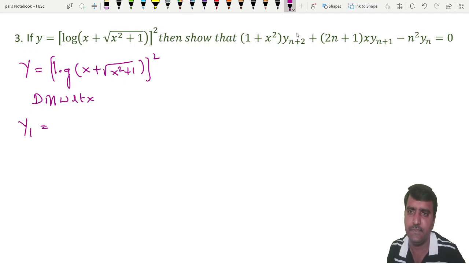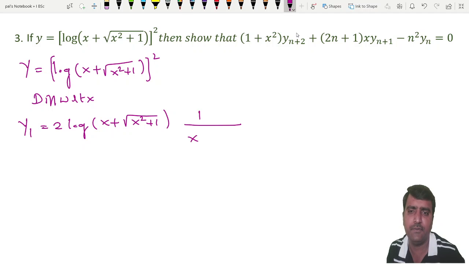y1 is equal to, first we differentiate the power. Differentiation of the square gives 2 into log of x plus root of x square plus 1. Then inside the power, log is there. We again differentiate log: differentiation of log x is 1 by x, so here it is 1 by x plus root of x square plus 1.